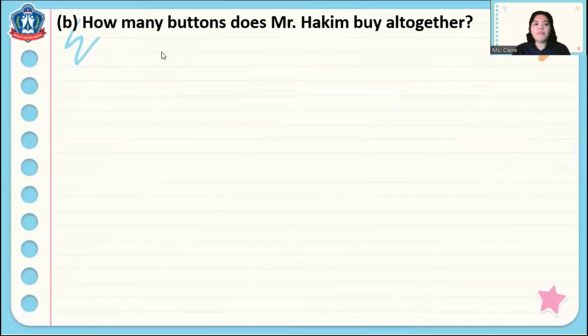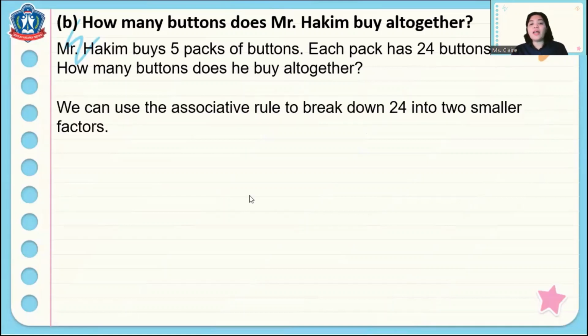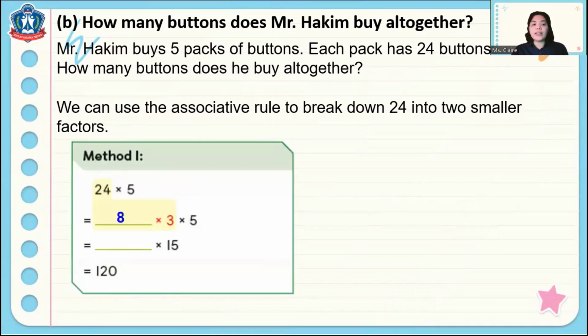Another problem, children. How many buttons does Mr. Hakim buy altogether? Mr. Hakim buys 5 packs of buttons. Each pack has 24 buttons. So in this problem, we can use the associative rule to break down 24 into two smaller factors. So instead of using 24 times 5, we break down 24 into 8 times 3. We multiply first the 3 times 5, and that is 15. So 8 times 15 is 120.